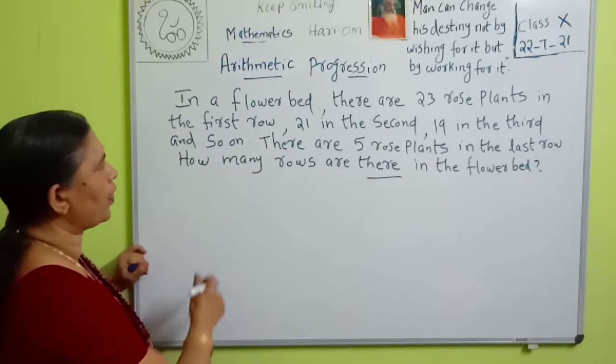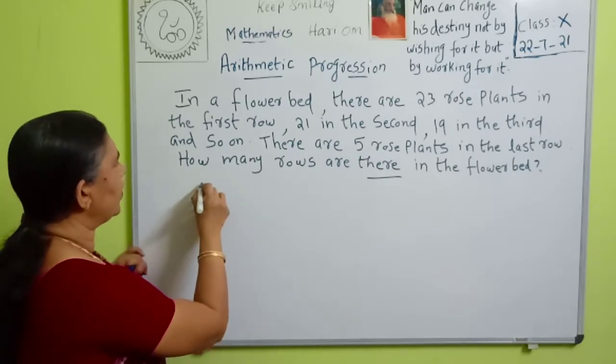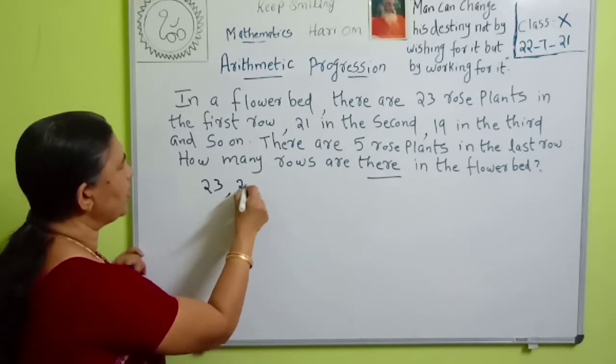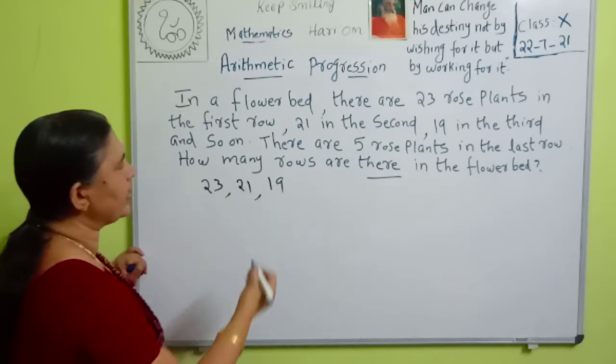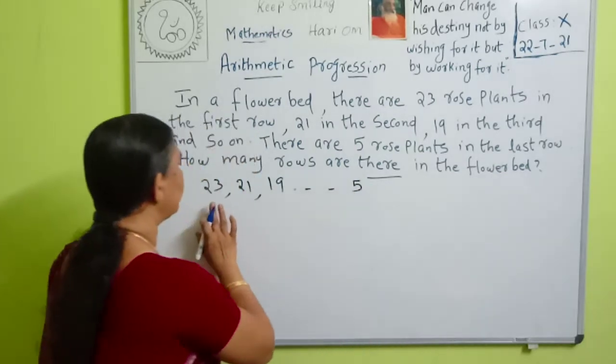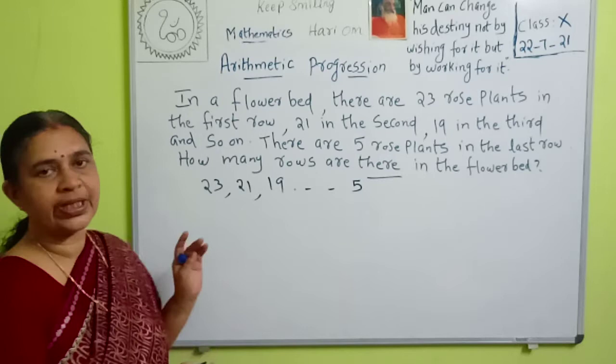So in the first row, 23, second row, 21, third row, 19, and so on. In the last row, 5. So 23, 21, 19, 5. So it is an AP.